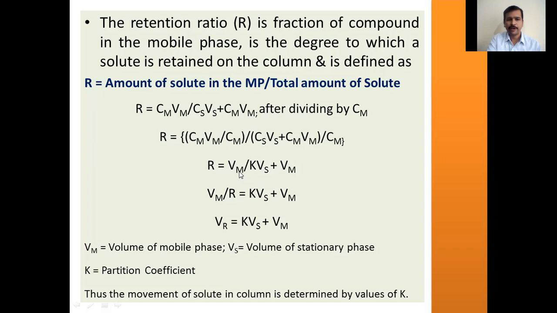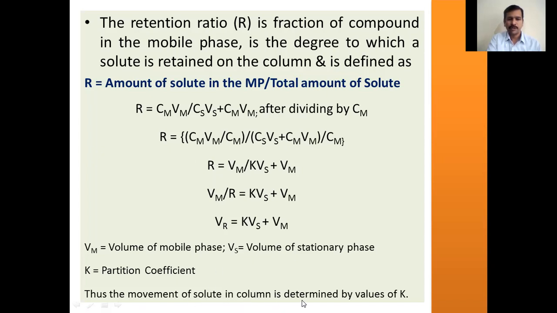So Vm divided by R is equal to K·Vs + Vm. This can be written as Vr = K·Vs + Vm. So in this expression, R = Vm / (K·Vs + Vm), where Vm is the volume of the mobile phase, Vs is the volume of the stationary phase, K is the partition coefficient, and Vr is the retention volume. So what is the volume of the mobile phase needed to retain this much fraction of the solute, right?